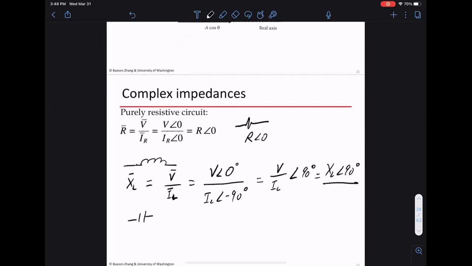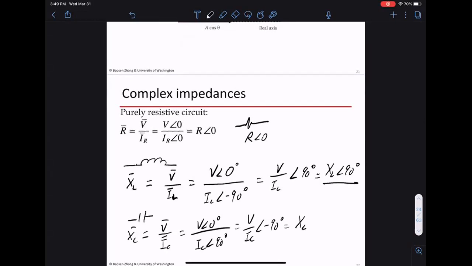For a capacitor, we can do the same exercise. This is V, IC, angle 90 degrees, and this is V over IC, angle minus 90 degrees, this is XC. So this is also a purely imaginary impedance, this time with an angle of minus 90 degrees.